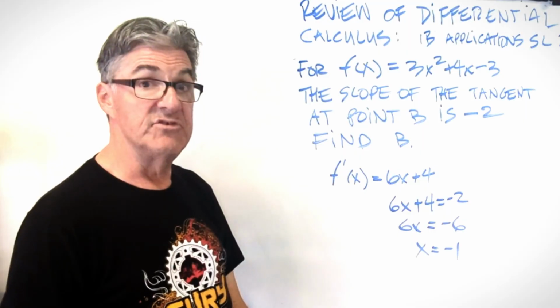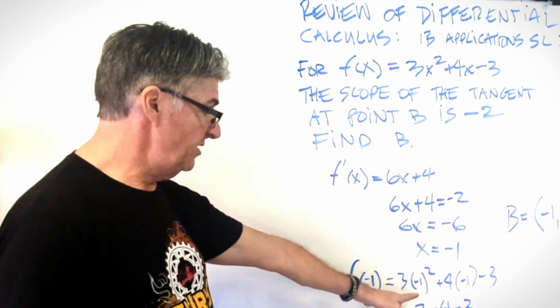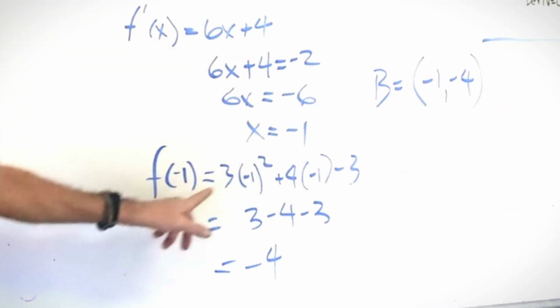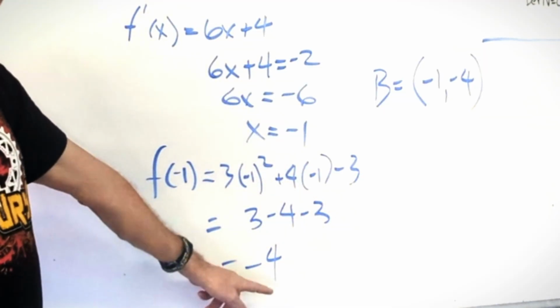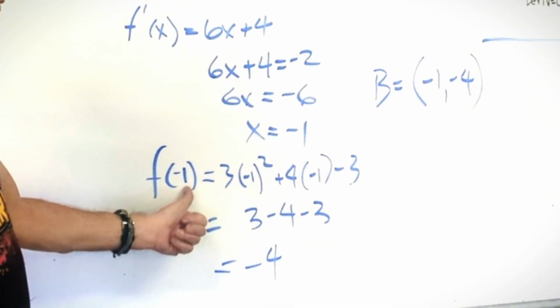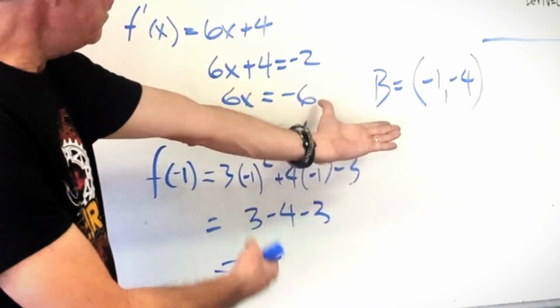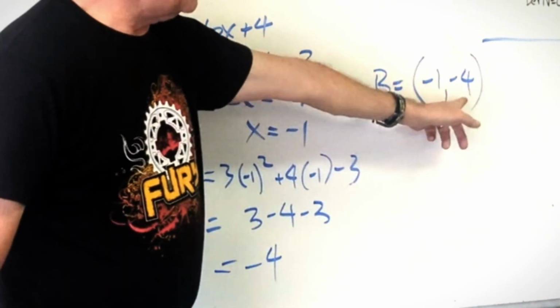So pause the video and do just that. So here we are. I just plugged my negative 1 into my function up there, did my plug-in step, reduced it down, and I get negative 4 comes out of the original function when you put in negative 1. So that means my point B is negative 1, negative 4.